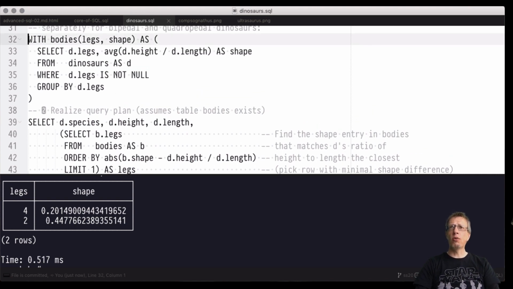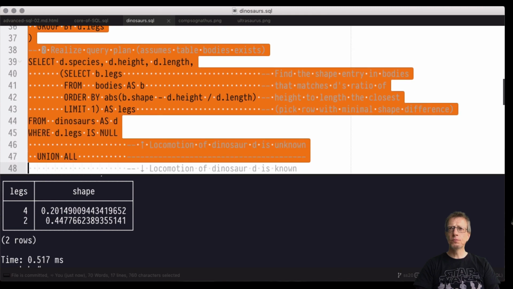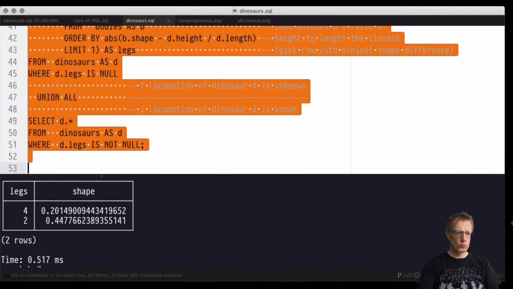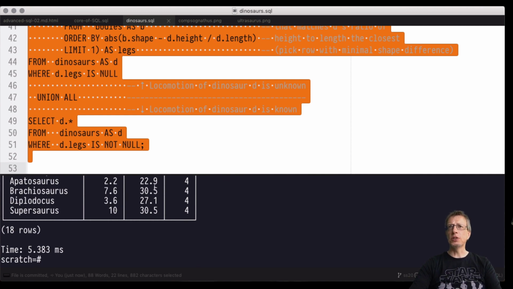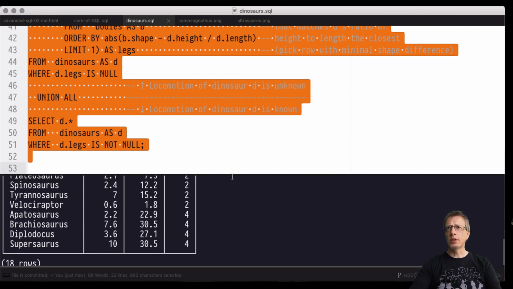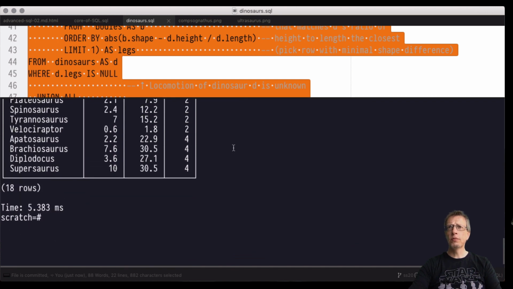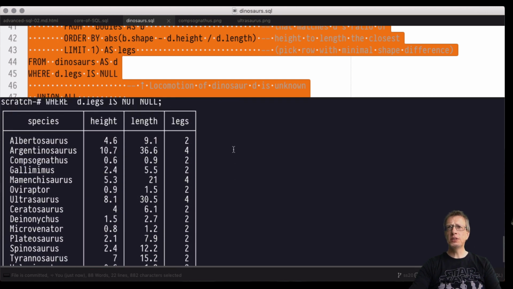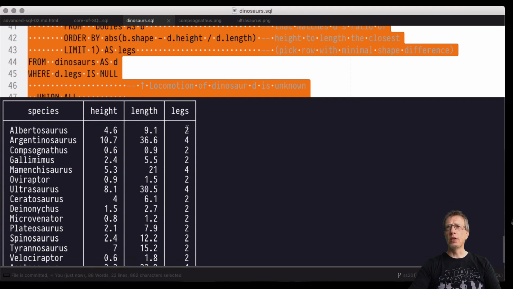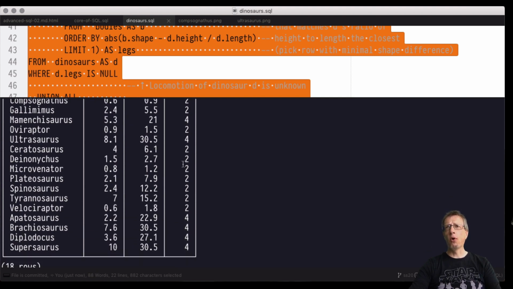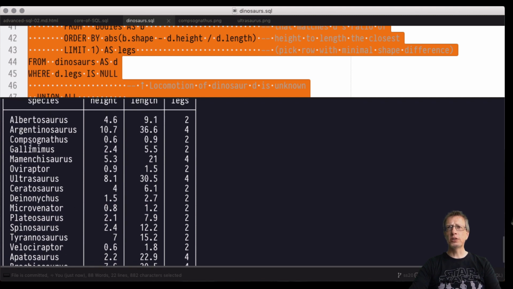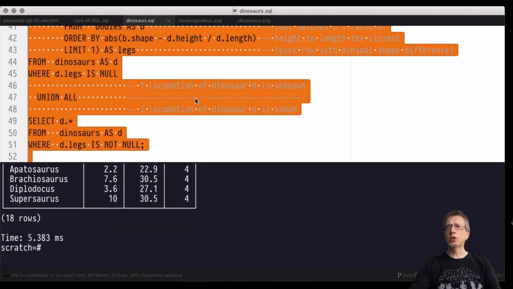Okay, so let's mark all of this and execute it. And that's what we see. Let me enlarge this a bit. A fully specified dinosaurs table in which the mode of locomotion for all of the entries is either known or has been inferred. So let's check. So for example, I remember from Jurassic World the Compsognathus, these teeny weeny mean creatures.